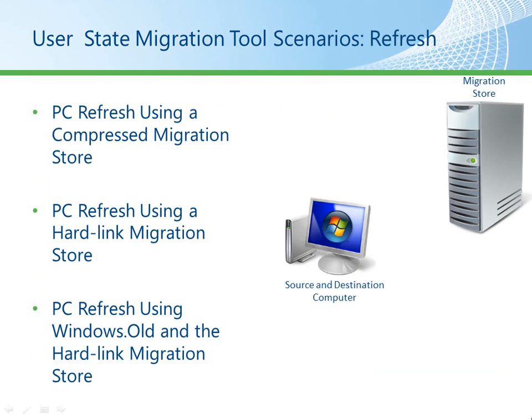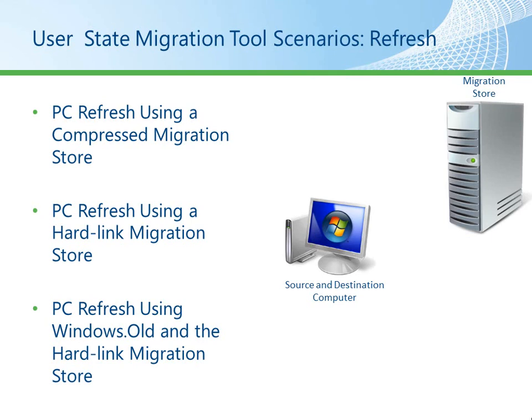So let's take a more detailed look at the refresh scenario. And you can see we've got 3 different options in the refresh scenario. But the basic process for a refresh is to run the ScanState and either store the data locally with the hard link migration store or remotely on a network share, and then install the operating system and then run LoadState to restore the data either from hard link or from the server. So there's 2 new scenarios that we have in USMT 4.0, and you can see the second and third one there, the refresh using the hard link migration store and the refresh using the Windows.old and the hard link migration store. Okay, so let's talk about these 3 choices.